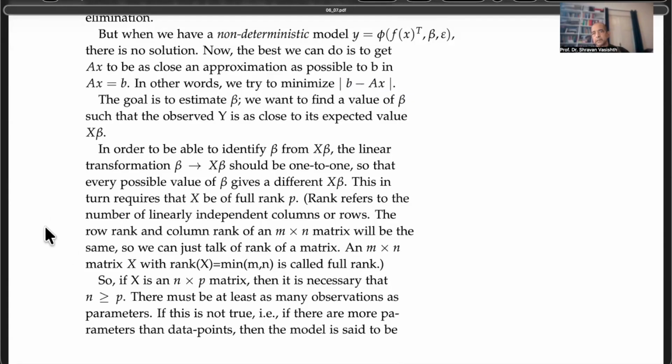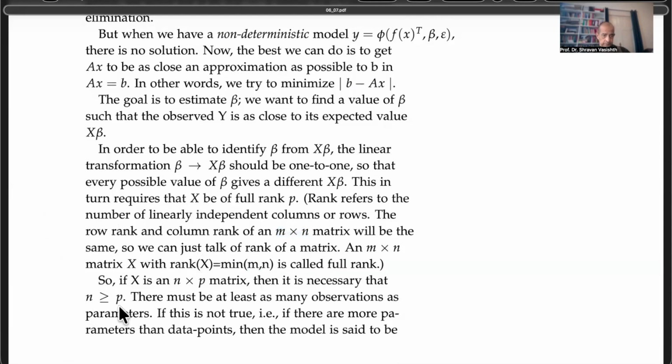By the way, here we are assuming that X is full rank. That means the number of linearly independent columns or rows is the minimum of m or n. M is the number of rows and n is the number of columns. Sorry about that, I messed up this order. I should have put n times m. Anyway, the X matrix has to be full rank.